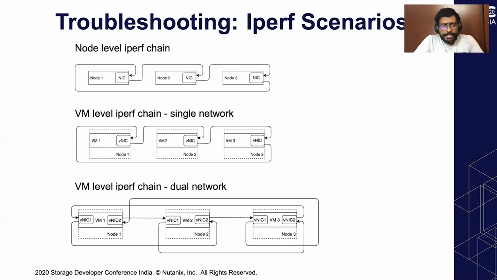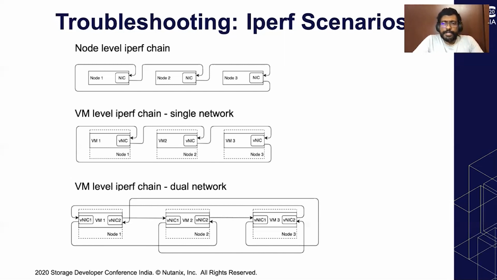The third scenario is a VM level Iperf chain with dual network. Here also we'll deploy virtual machines, but each virtual machine will have two VNICs, coming from two different VLANs. The Iperf connections will always be across VLANs. The intention of the scenario is basically to identify the maximum routing bandwidth available in the network infrastructure. So this scenario can be used to identify cross-network communication issues.